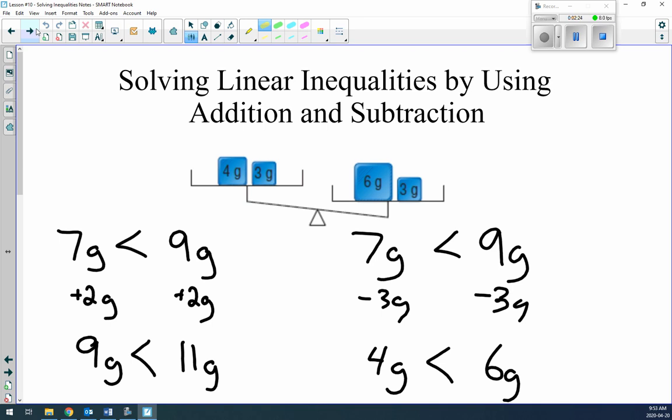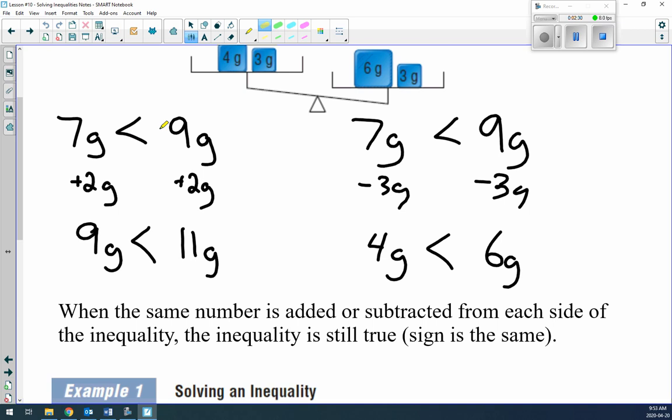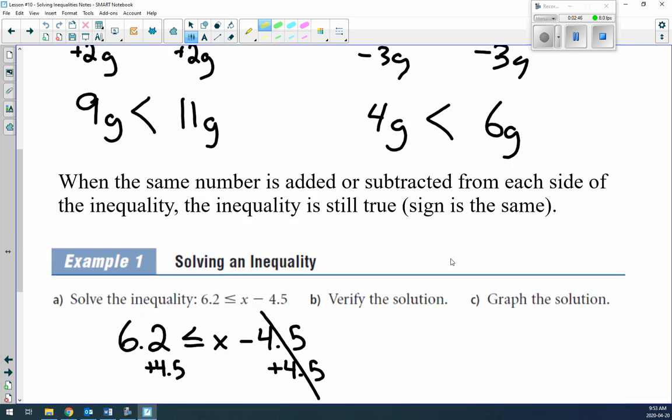When we solve linear inequalities, addition and subtraction work the same as they did with equations. So 7 is less than 9. If you add 2 to both sides, 9 is less than 11. It doesn't change the inequality. Same if you subtract. 7 grams is less than 9 grams. If you subtract 3 grams from both sides, 4 is less than 6, still the same. It hasn't changed at all. When the same number is added or subtracted from each side of the inequality, the inequality is still true. The sign remains the same.